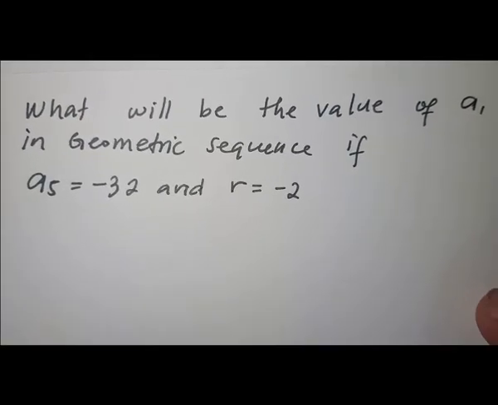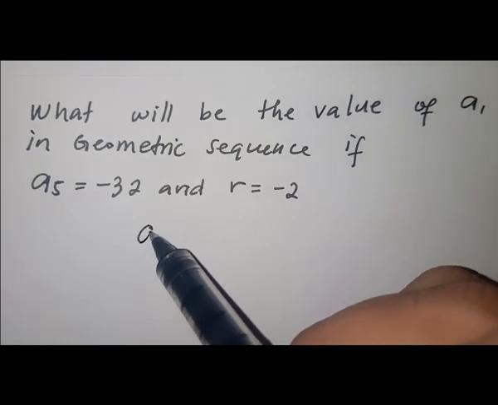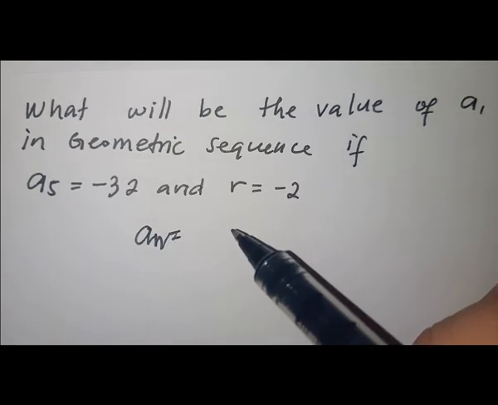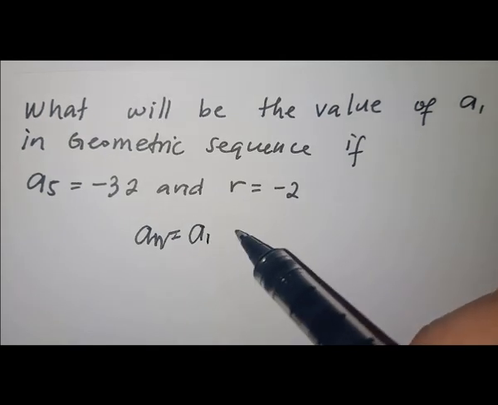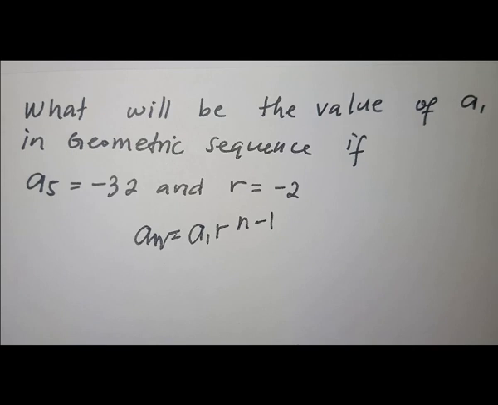Okay, another example. What will be the value of a sub 1 in geometric sequence if a sub 5 is negative 32 and its common ratio is negative 2? So again, gawin lang natin. Let us try to rewrite first the formula. A sub n is equal to a sub 1 times r raised to n minus 1.